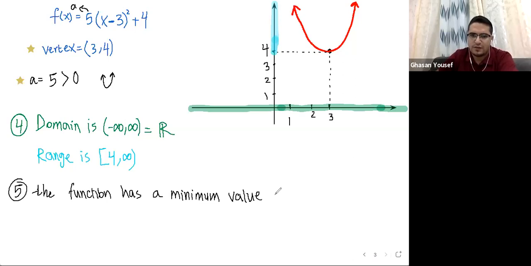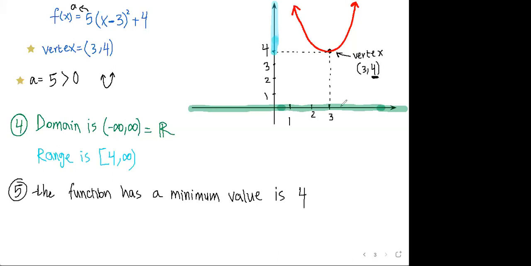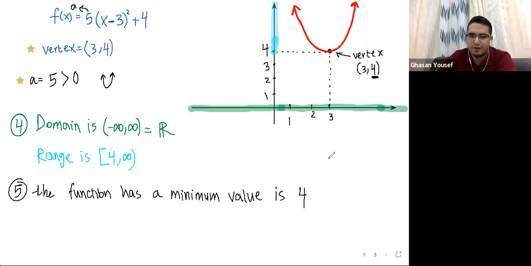What is the minimum value here? It's k. What is the value for k? 4, exactly. Again, here is the vertex. This vertex has the ordered pair (3, 4). And this 4, again, is my minimum value. So the minimum value is 4, the k. Any question for this?